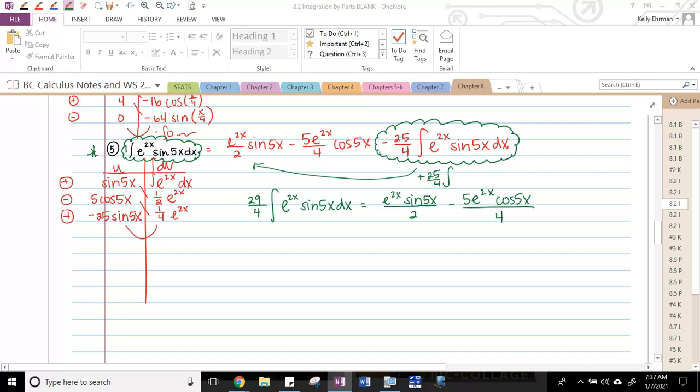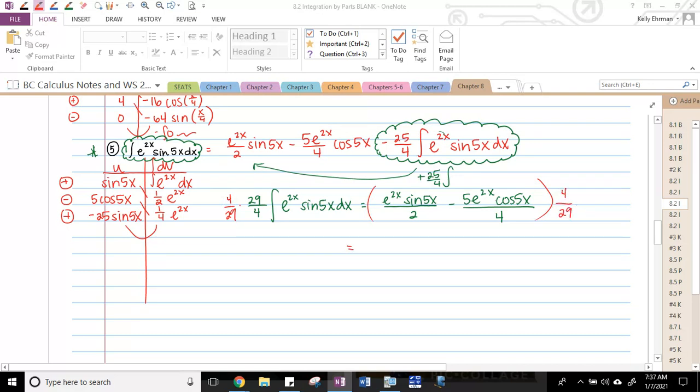Okay, what am I trying to do? Your goal is to solve for the integral of e to the 2x sine of 5x dx. So you're trying to isolate it, and you know it's solved for when you don't have any more integrals on the right side. So all I need to do is get rid of the 29/4 by multiplying by 4/29. Every term on this side gets multiplied by 4/29.